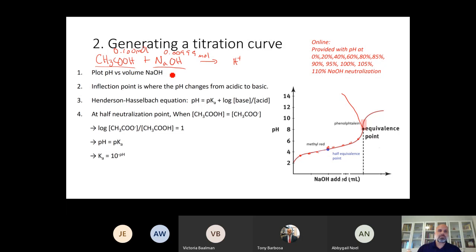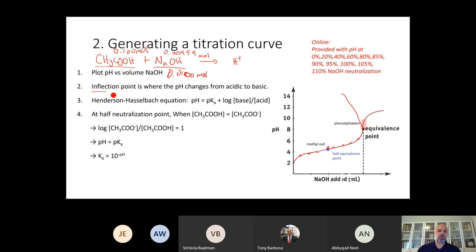Once we reach just at this equivalence point, when we have 0.01000, once we are at this point where we have 0.100 moles of sodium hydroxide, then we essentially have no protons and no hydroxide present, right? So there's 0 hydroxide present, 0 protons. This is the inflection point, right?